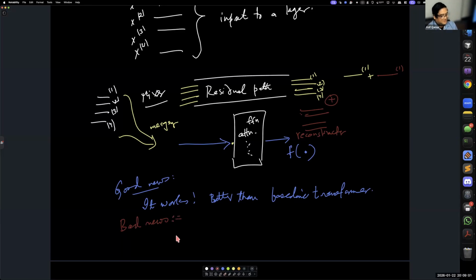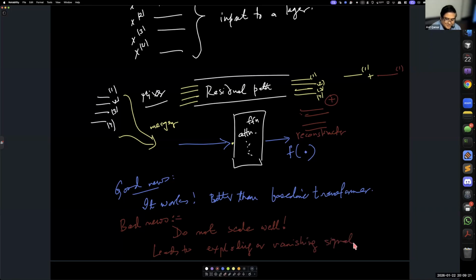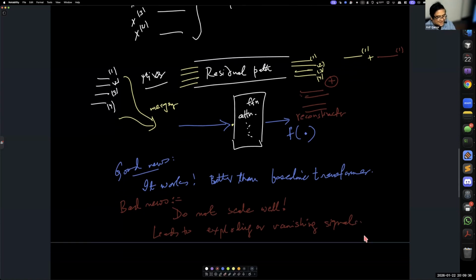It is the fragility of it. It does not scale well. It leads to exploding or vanishing signals. So what would happen is, on the residual channel, either the signals would entirely fade out, right? Or they would somehow become too strong and explode in quantity, right?